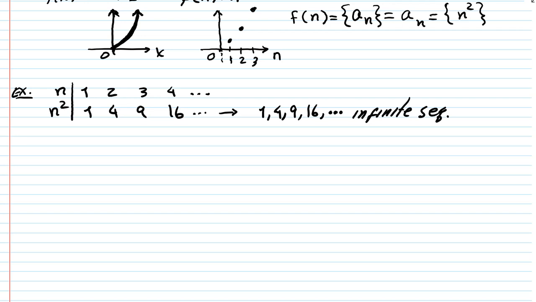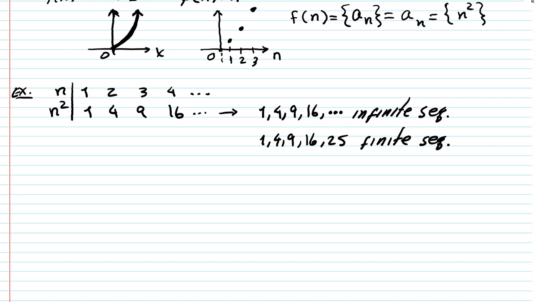Now, if we only look at a finite number of elements in the sequence, then the sequence becomes finite. So for instance, if I just look at 1, 4, 9, 16, 25 and stop there, if for some reason I just need the first 5 terms, then the sequence becomes a finite sequence.